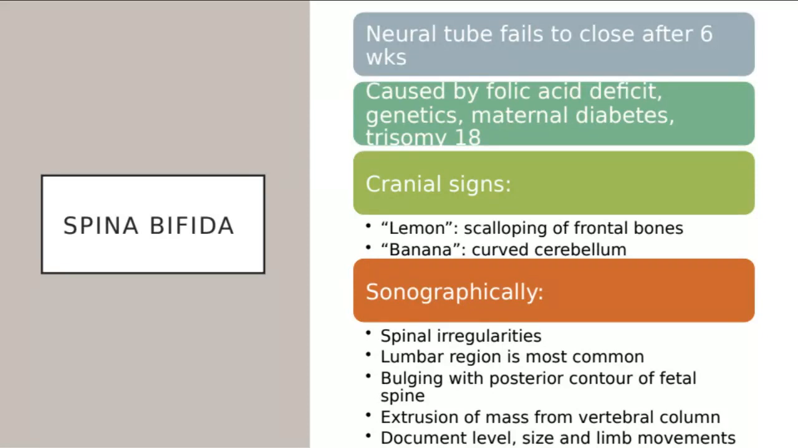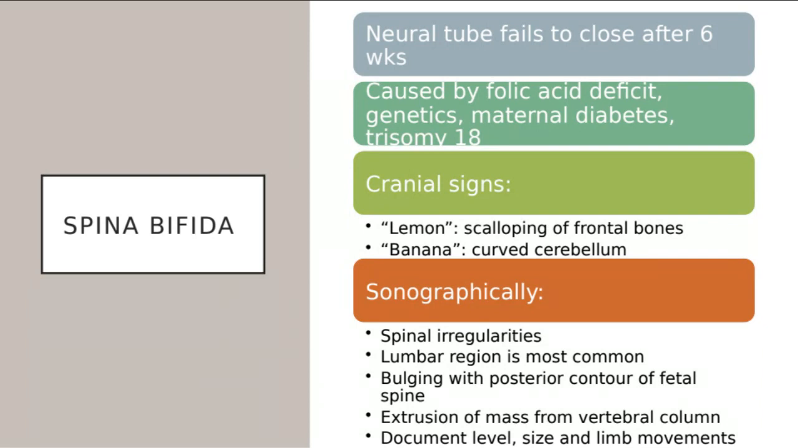And you are immediately a high-risk pregnancy, regardless if it's type 1 or type 2. And also trisomy 18, which we will learn about. Cranial signs of spina bifida. So although this is occurring in the spine, it can have an effect on how the brain develops. So we could see the lemon sign, so the scalloping of the frontal bones of the skull, and then we could also see the banana sign, so we have that curved cerebellum.